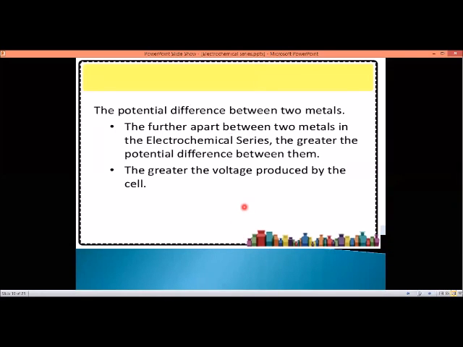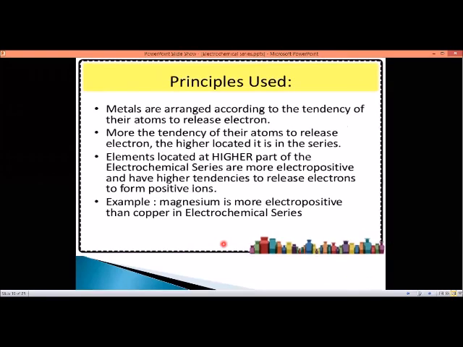So the potential difference between the two metals can be deduced, okay, can also be calculated. The further apart between the two metals in the electrochemical series, greater is the potential difference between them, and the greater the voltage produced by the cell. Let me show the example.